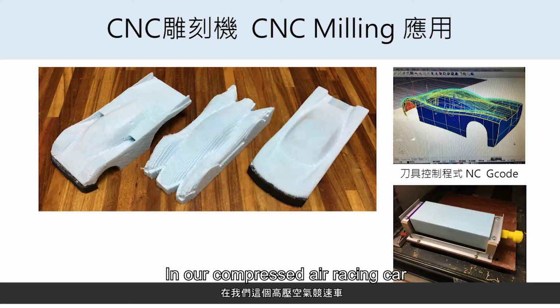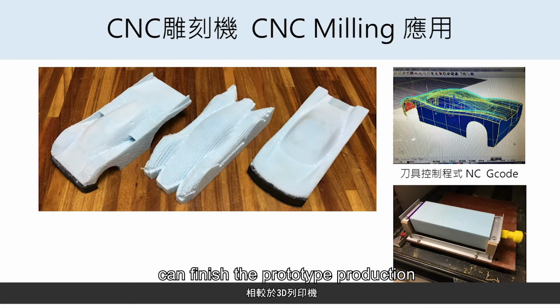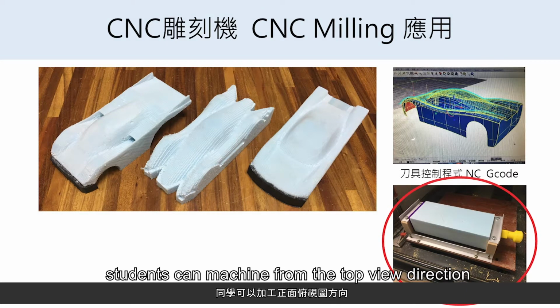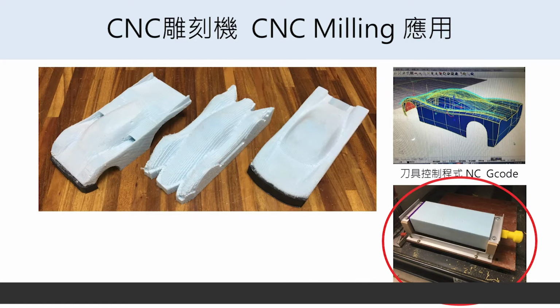In our compressed air racing car production project, the CNC milling machine's cutting speed can finish the prototype production of our model relatively faster than 3D printing. Through the technical application of turnover milling, students can machine from the top view direction as well as the compressed air racing car's side contour lines.